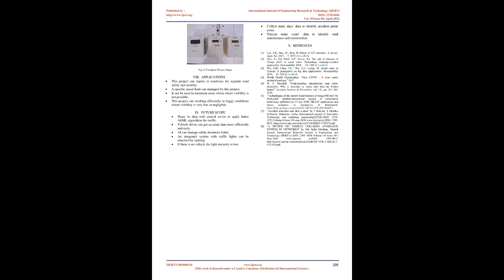9. Future scope. Share its data with a central server to apply better AI/ML algorithms for traffic. Vehicle drivers can get accurate data more efficiently and early. AI can manage safety resources better. An integrated system with traffic lights can be attached for lighting. If there is no vehicle, the light intensity is low. Collect many days of data to identify accident-prone areas. Process many years of data to identify road maintenance and construction needs.